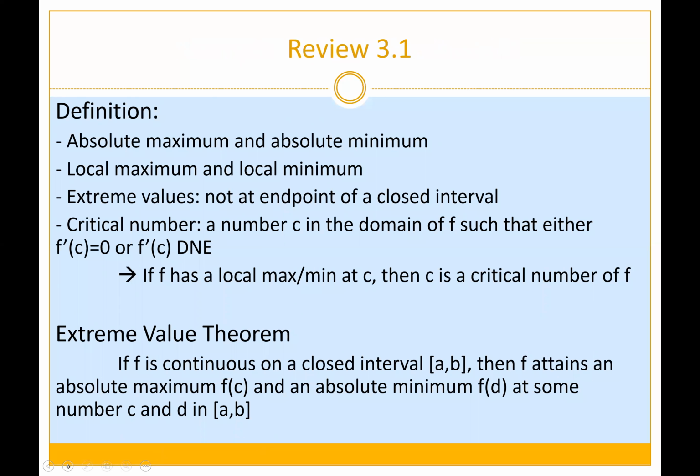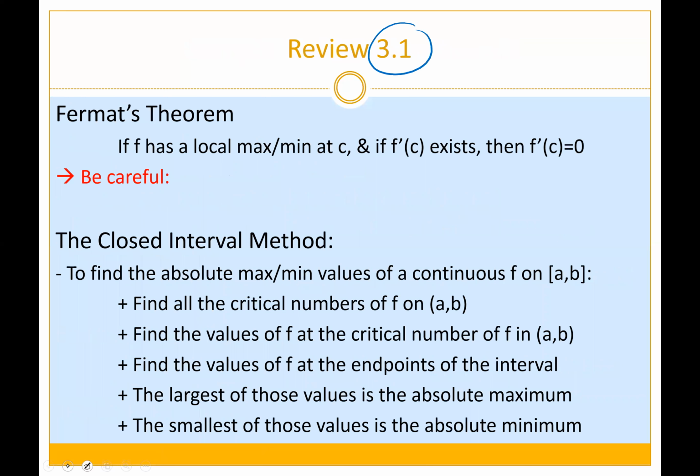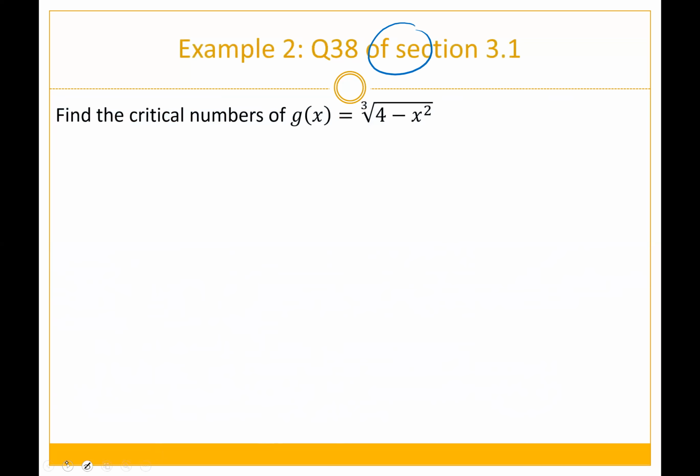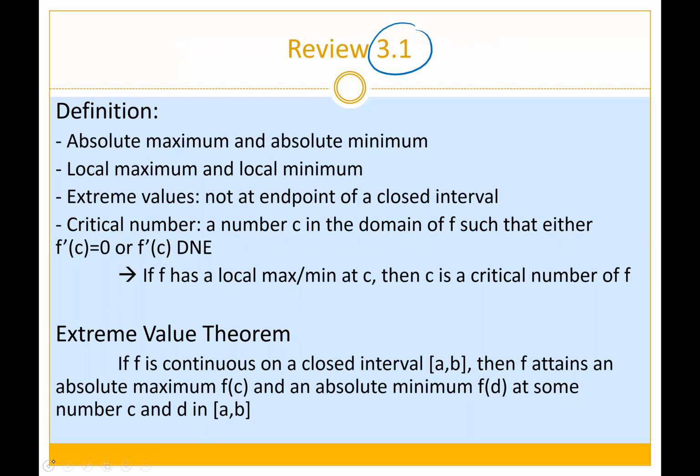Now we're going to continue with 3.1. So 3.1 is when we go deep into the use of derivatives to find the minimum and maximum of a function on an interval. Some definitions: in this section, what you need to know is the definition of absolute maximum and absolute minimum. So absolute maximum is the maximum on the entire domain of a function.